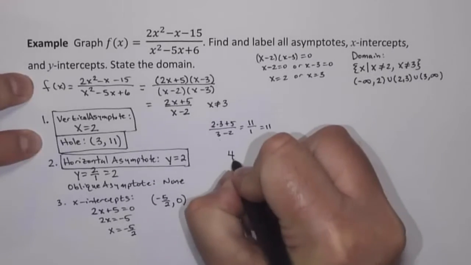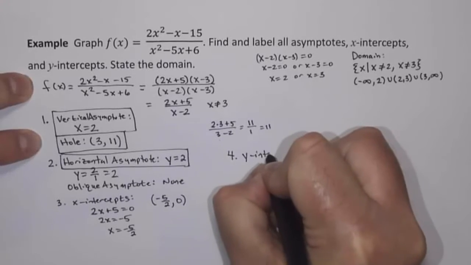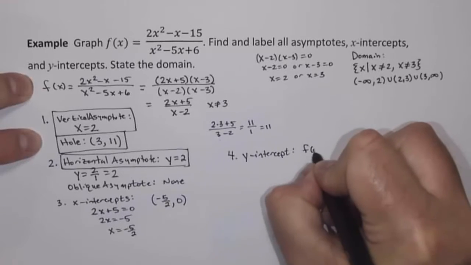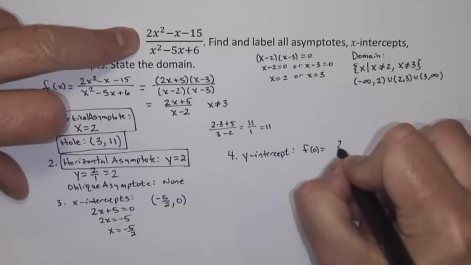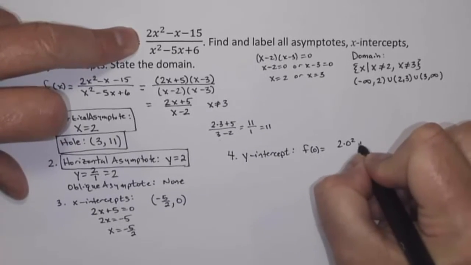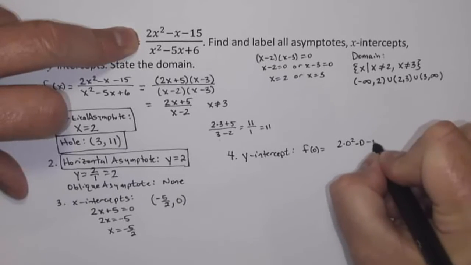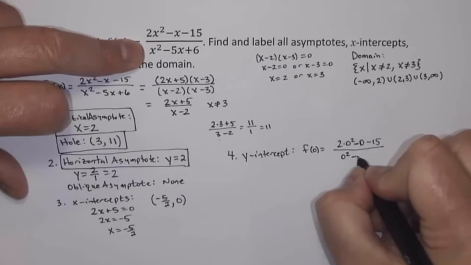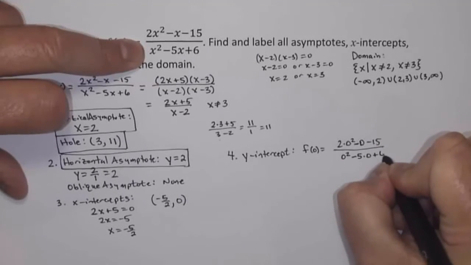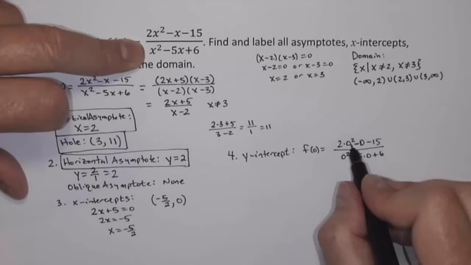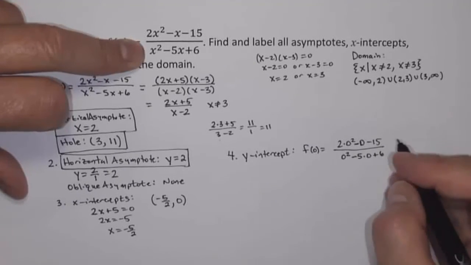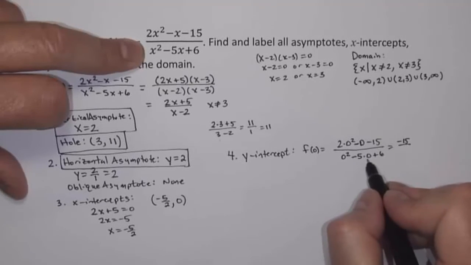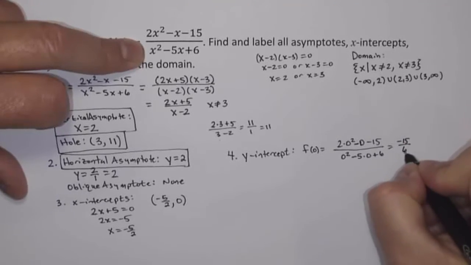4, we want to find the y-intercept. So to find the y-intercept, I'm going to find f of 0. So that is 2 times 0 squared minus 0 minus 15, over 0 squared minus 5 times 0 plus 6. Well, 2 times 0 squared is 0, minus 0, 0, minus 15 is negative 15. 0 squared 0, minus 5 times 0, 0, plus 6 is 6.